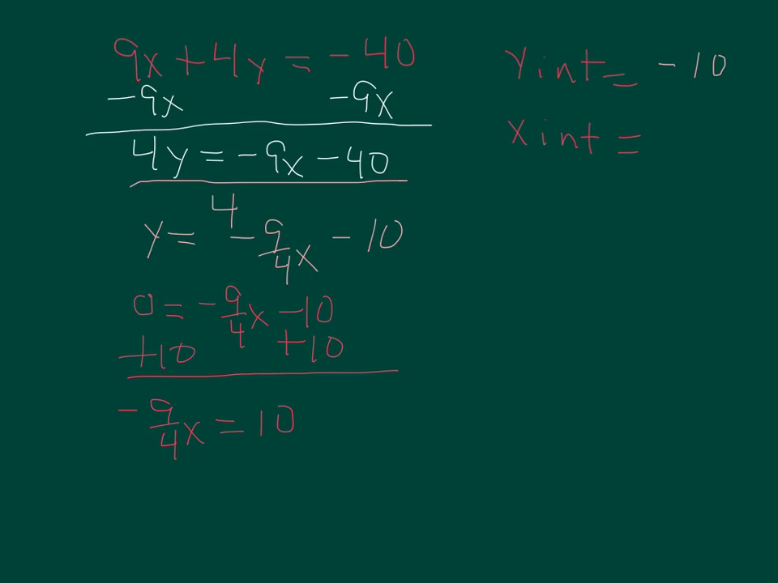My last step then is to solve for x. We would divide by negative 9/4 x, but we never do that, so we're going to multiply by the reciprocal. So that would be a negative 4/9. My x-intercept is negative 40 over 9. Let's do another example just to see how that's done.